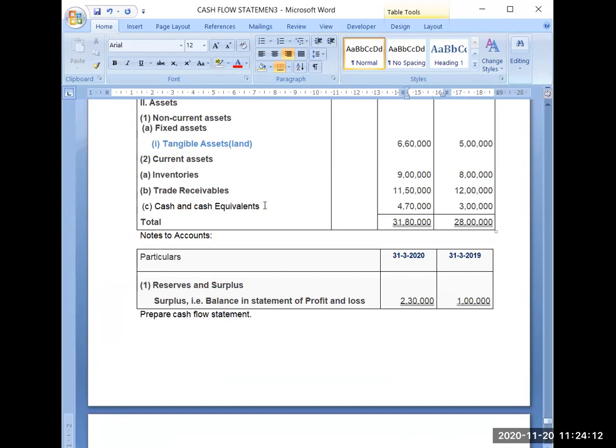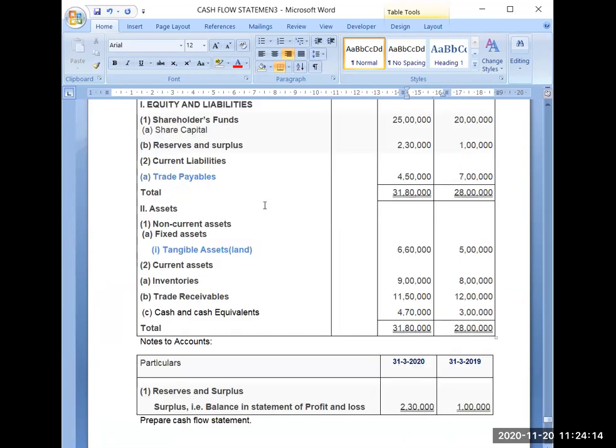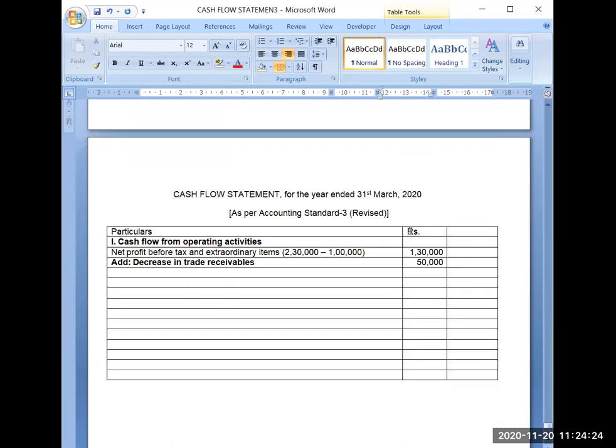Fine. Cash and cash equivalents will not be considered here. Come into current liabilities. Trade payables are given. It is also decreasing. So it has to also be deducted. So we will add them first. And it will become 1,80,000.